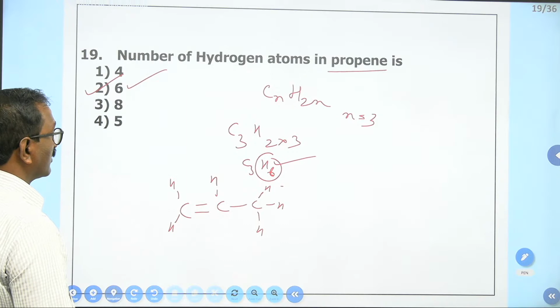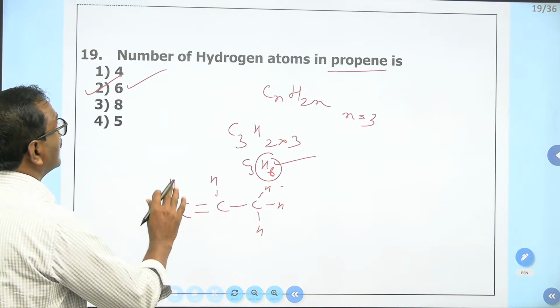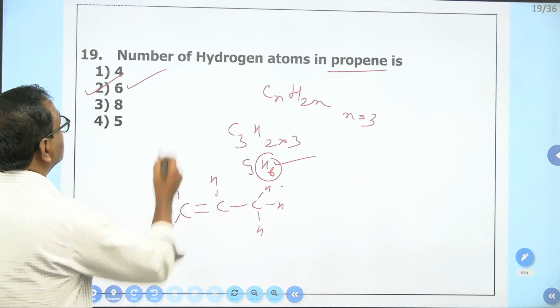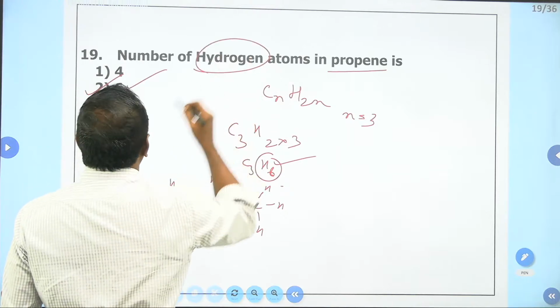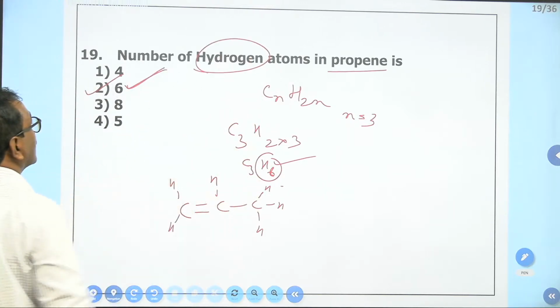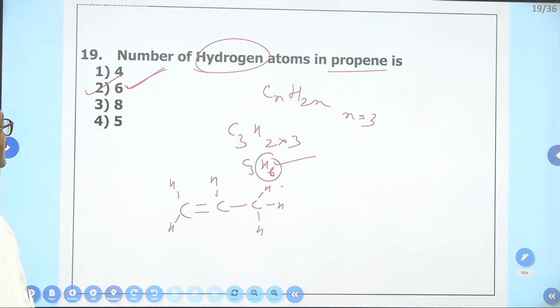9 bonds are there in case of the propene. But the question is the number of hydrogen atoms. Hence, the right answer is the second option, which consists of 6 here. In this way, you decide the answer with respect to this question. Next one.